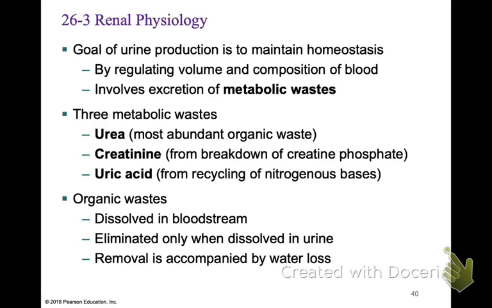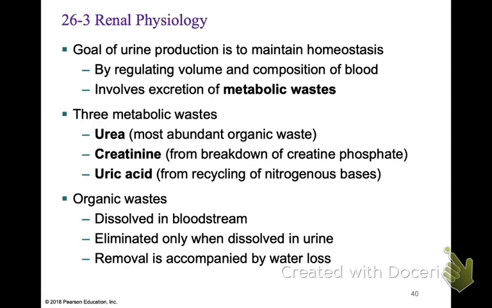So our goal in forming urine is to get rid of metabolic wastes, and you need to know at least some of those metabolic wastes. Three that are really important to consider are urea, creatinine, and uric acid. All of these contain nitrogen, so we call these nitrogenous wastes. None of them are protein, so we call them NPN, non-protein nitrogenous wastes. Urea is the most abundant organic waste.